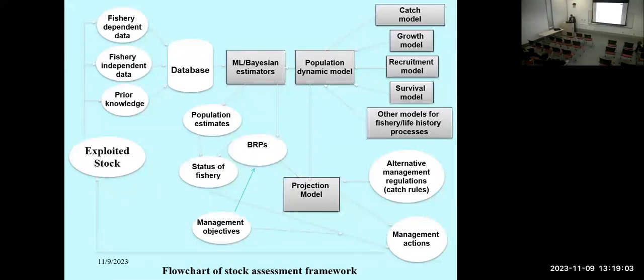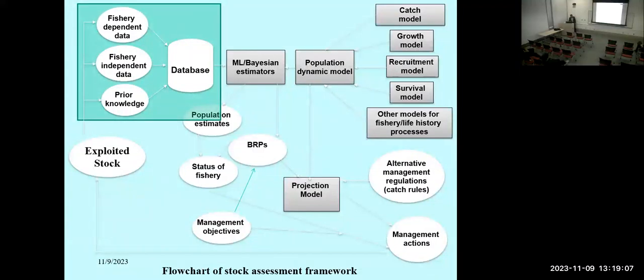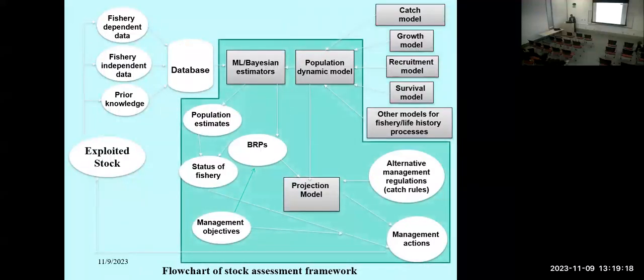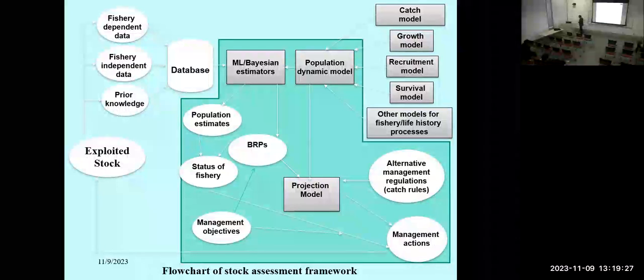So this is a typical assessment framework, a model, and you can see the database, and you can see a whole bunch of models, right? Models and submodels that describe all the fishery processes and the processes that affect the population dynamics. And then you have decision making, all the information that provides a decision-making process. So those are the three big components in any assessment.